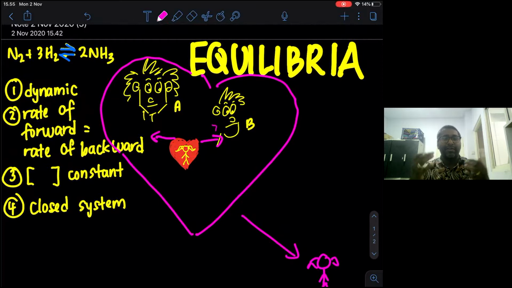So just remember that equilibrium goes along with these 4 things. Dynamic: in equilibrium it must be dynamic, continuously reacting. The rate of the forward reaction equals the rate of the backward reaction. Concentration is always going to be constant for a system in equilibrium, and it must be happening in a closed system.